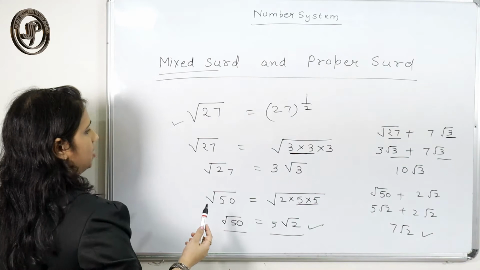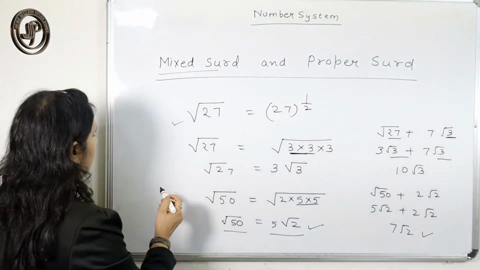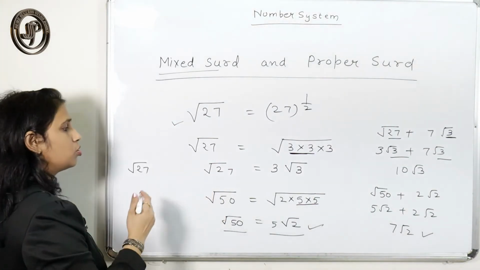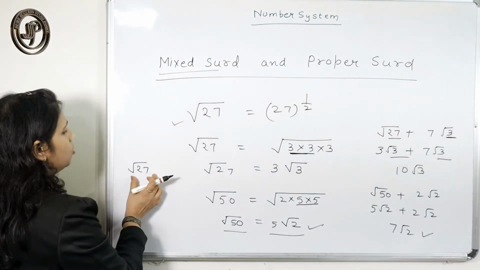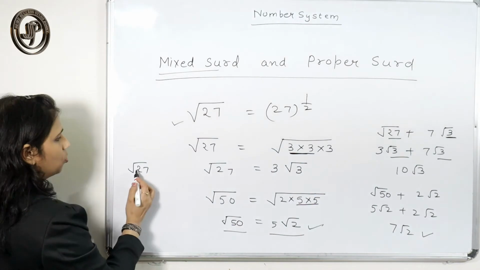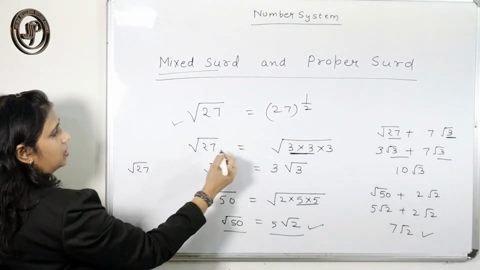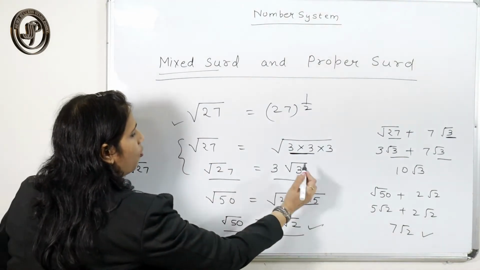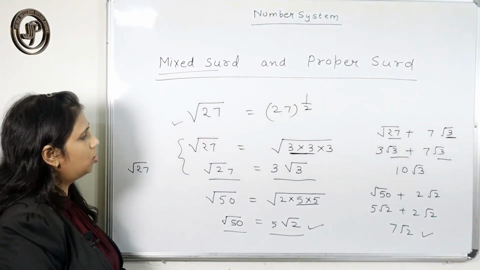So if I ask you to simplify root 27, to simplify root 27 means you are asked to write root 27 in simplest form. So then you can write this this way. So the simplest form of root 27 is 3 root 3.